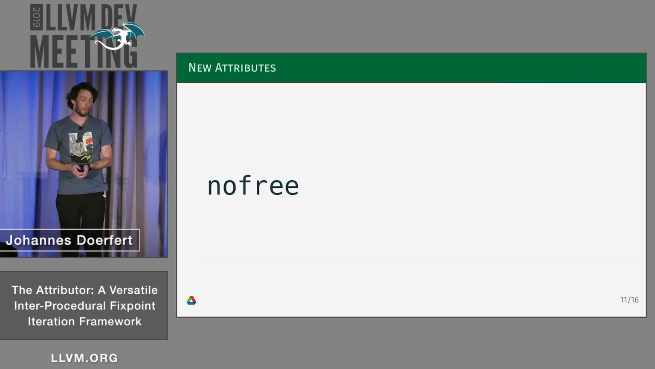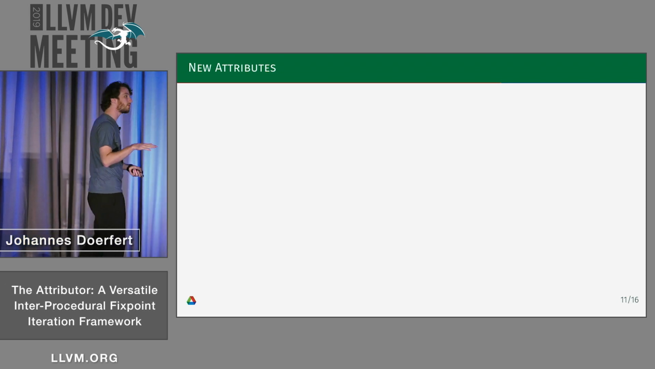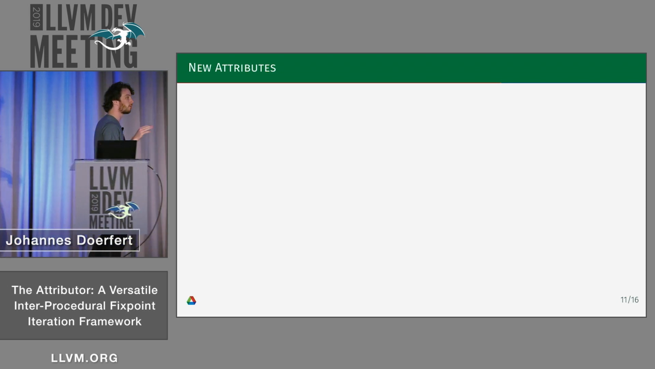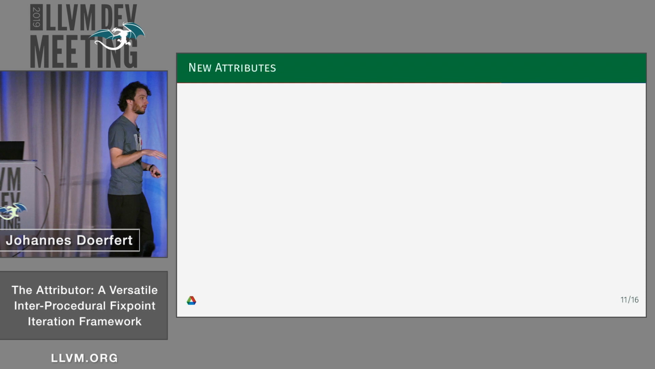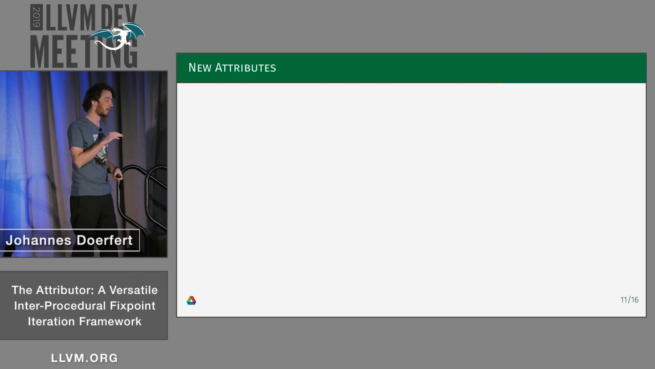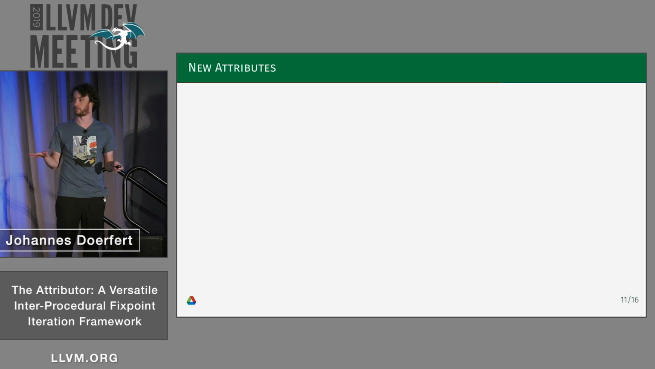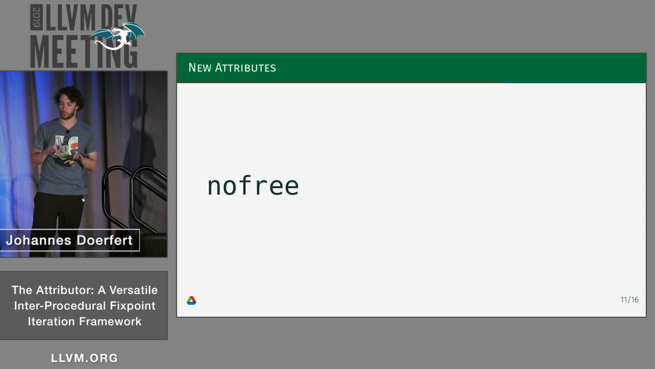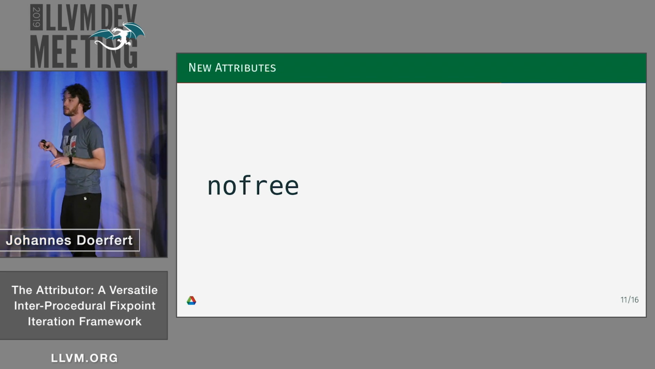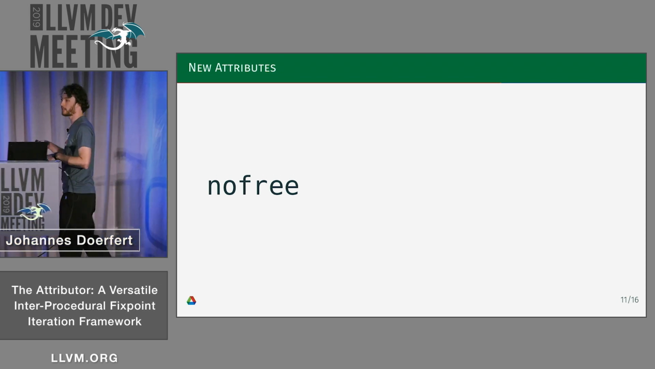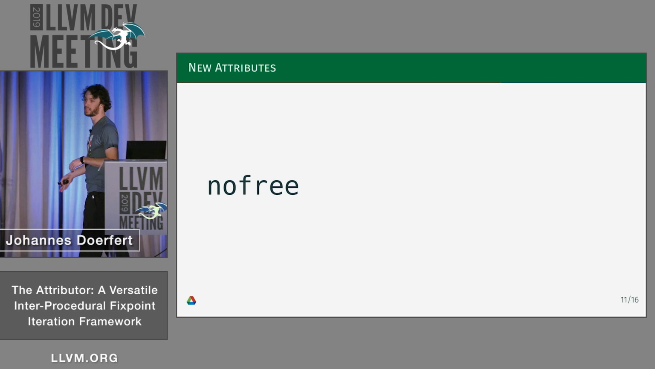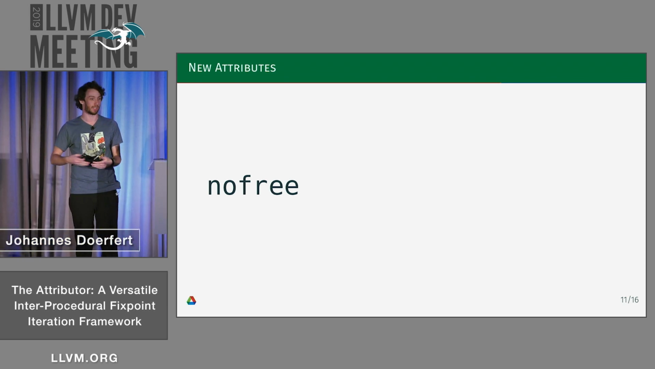Okay, sorry. I wanted to talk about a couple of other things. First, we added new attributes over the summer, which we did use in the attributor. I think it's worth noting because this is a stage where some people see this, so I wanted to briefly mention them. So we have no free. No free basically says a function will not free any dynamically allocated memory. It will not call free, even transitively.